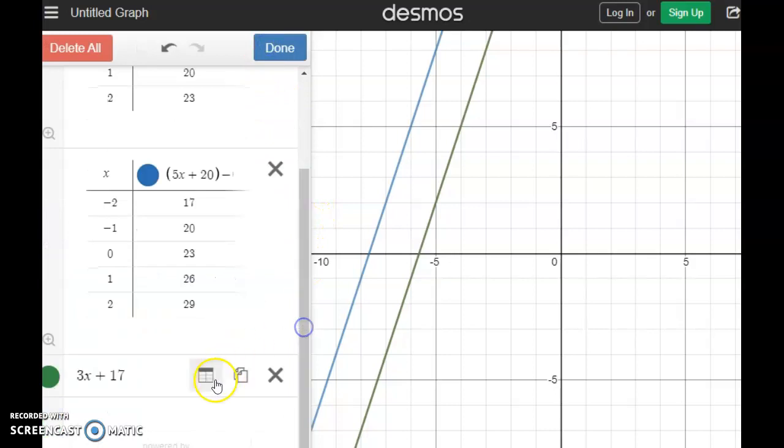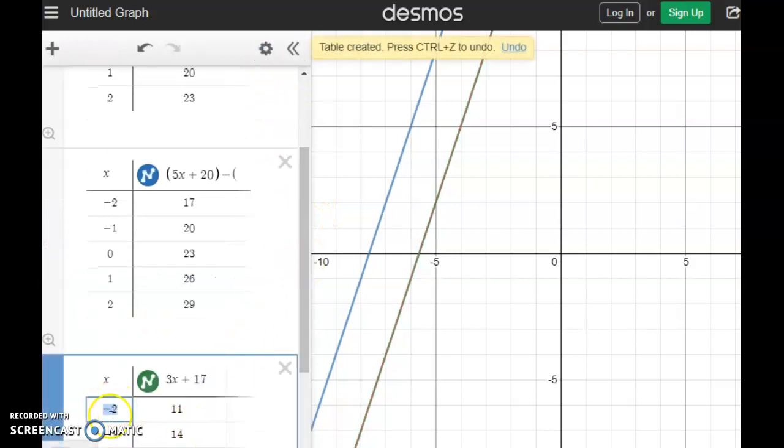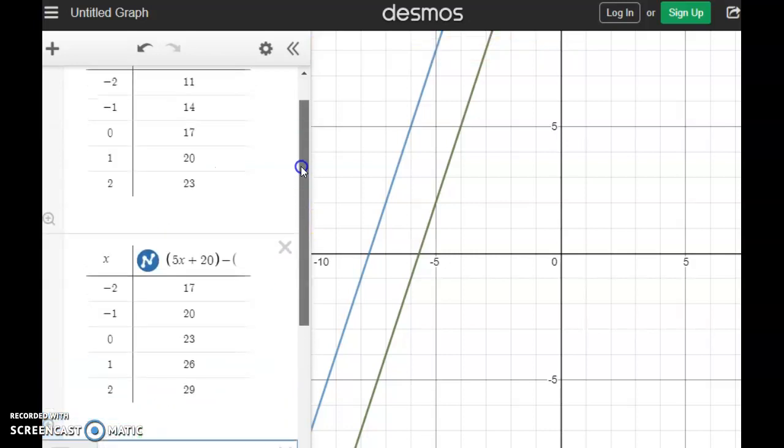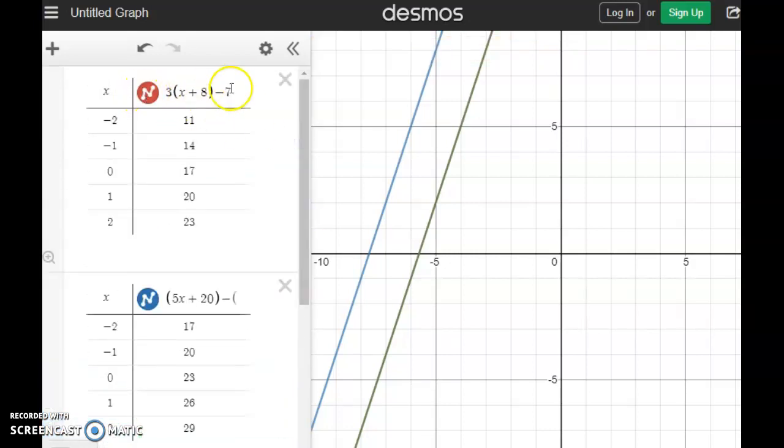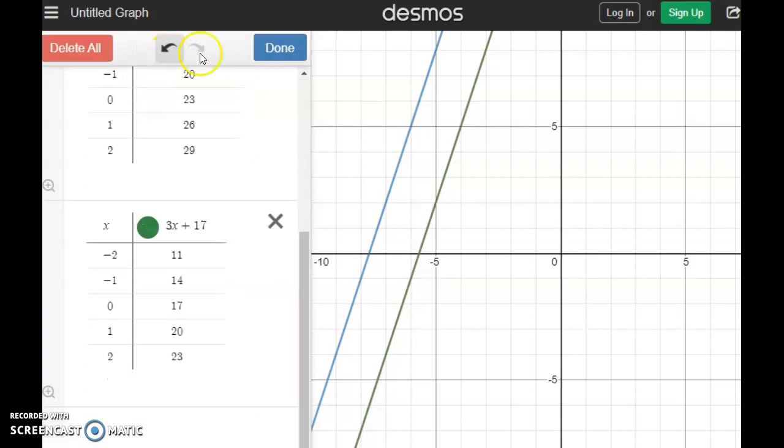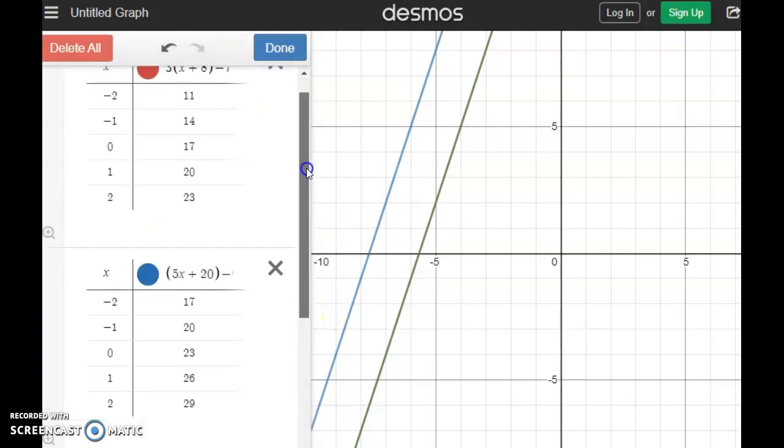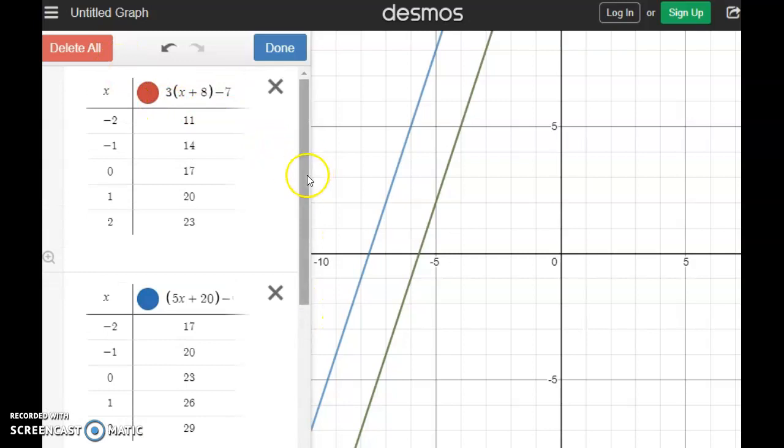Let me look at the last table as well. Notice how this, I got -2 equals 11. So that proves that that green line matched up perfectly with the red line. Now, if you wanted to know, you can actually change the way the lines are drawn.